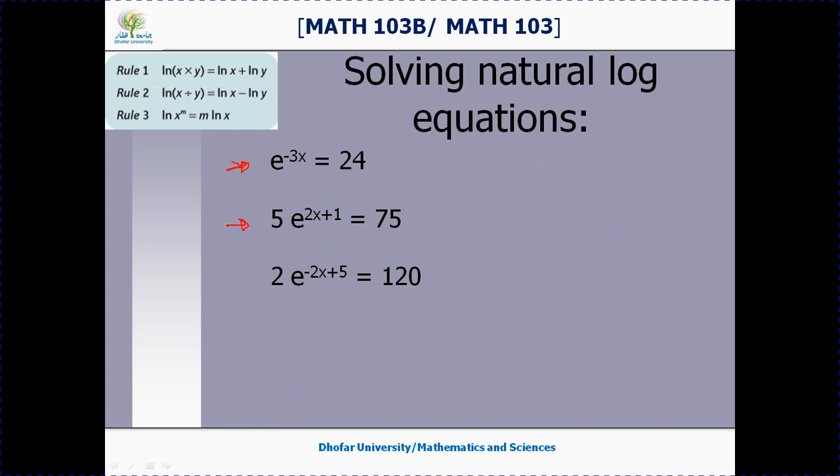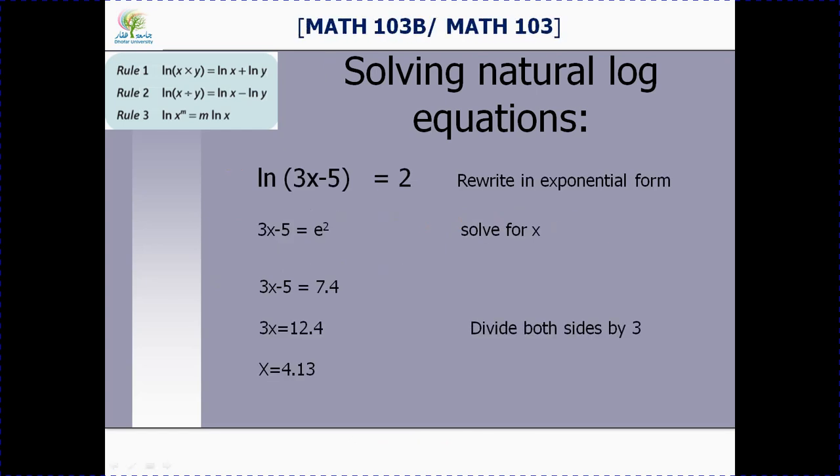e to the power minus 3x equals 24; 5 e to the power 2x plus 1 equals 75; and 2 e to the power minus 2x plus 5 equals 120. Just pay attention for number 2 and number 3. I have 5 multiplied by e, so it's much better, first of all, to simplify by dividing by 5. Then the new equation will be e to the power 2x plus 1 equals 75 divided by 5, which equals 15. Same thing here: e to the power minus 2x plus 5 equals 60, because we are dividing both sides by 2.